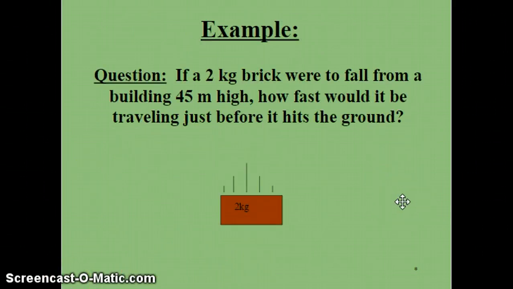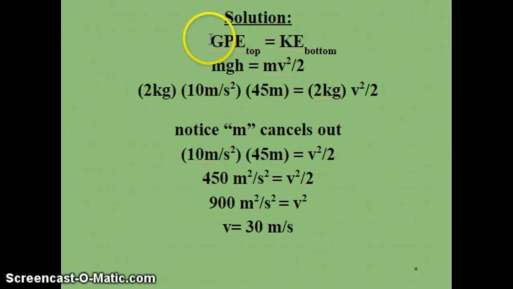Here's an example of utilizing the conservation of energy. Here we have a free fall problem from a height of 45 meters. The question is how fast the object would be going at the moment it gets to the ground. In utilizing the conservation of energy, we know that the potential energy at the top is literally just going to turn into kinetic at the bottom. So we can set our two formulas equal to each other here. Notice that the mass is on each side of the equation. In essence, it cancels out.